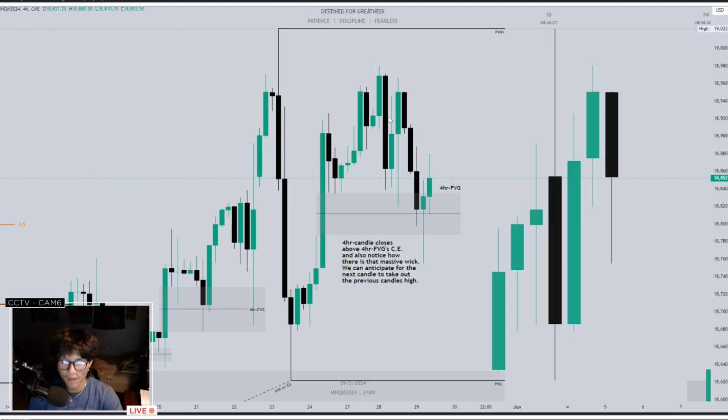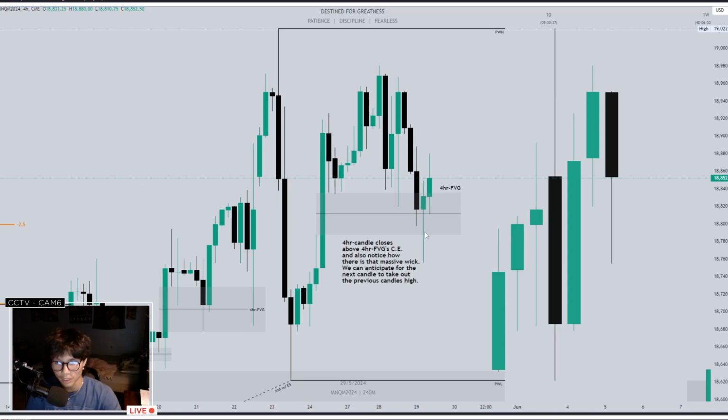All right, like I said, we shouldn't be taking a market structure shift just because of a market structure shift. We want to have narrative into it. So for this trade example, prices are retracing back into this 4-hour FVG, right? And notice how prices closed here. We close above the consequent encroachment of the 4-hour FVG.